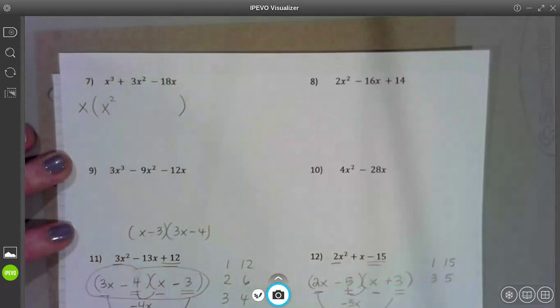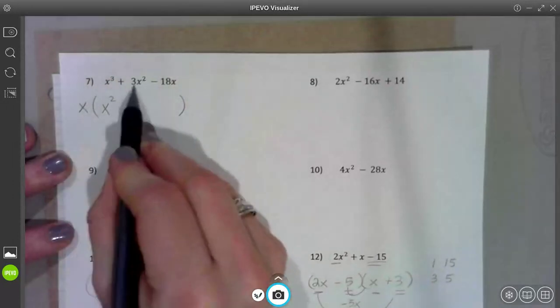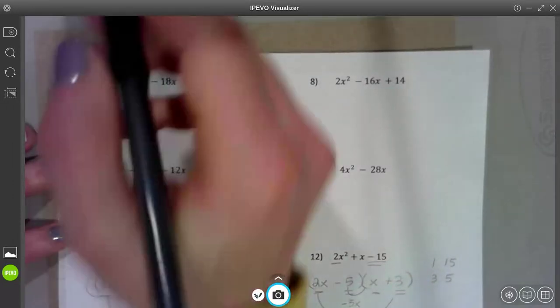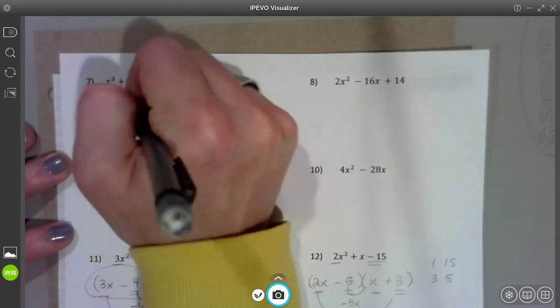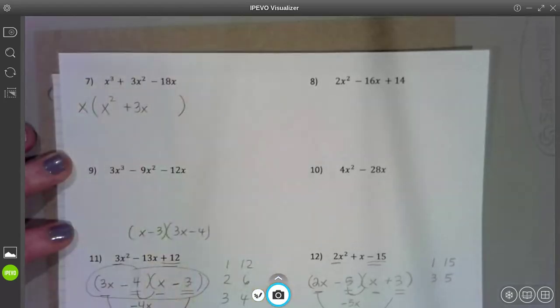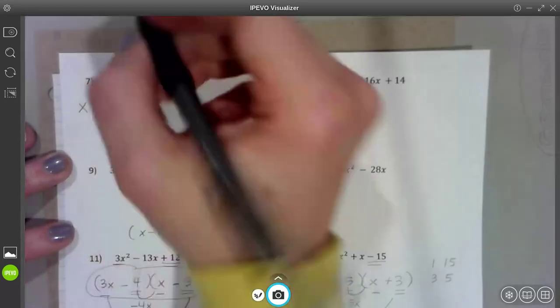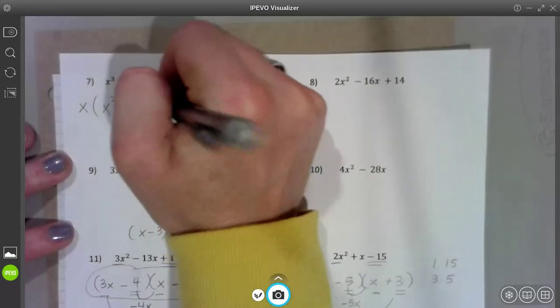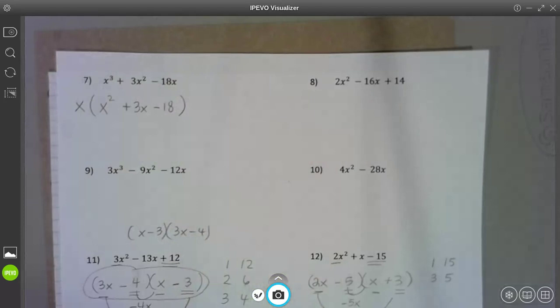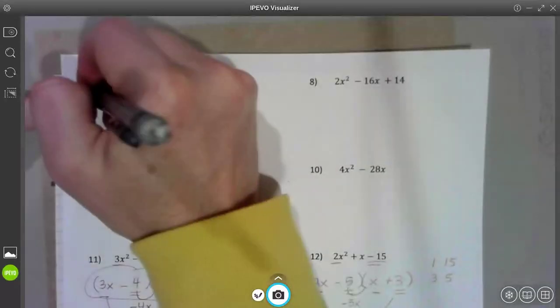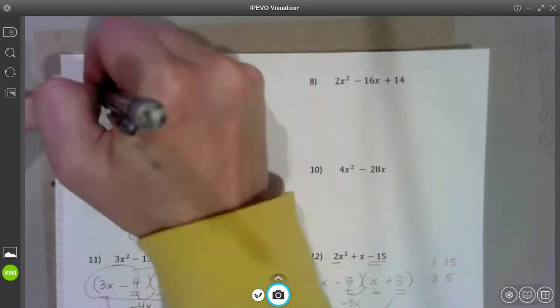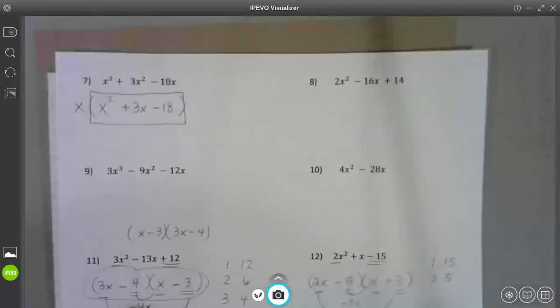So x squared. X times what gets me back to a 3x squared? A 3x, right? Because I took one of his x's away. And then x times what will get me back to a negative 18x? A negative 18, because I took that one x that he had out. So now, if you look, this looks like we're back to a normal quadratic expression, right?